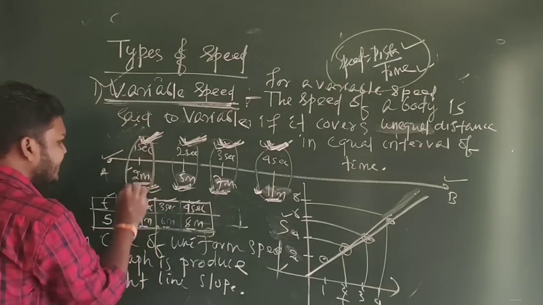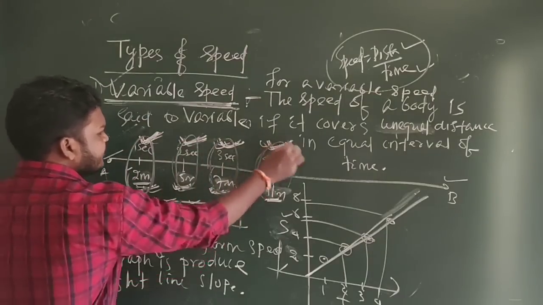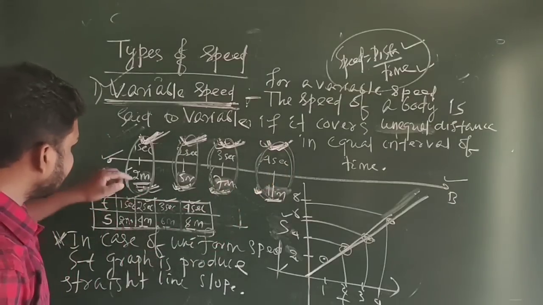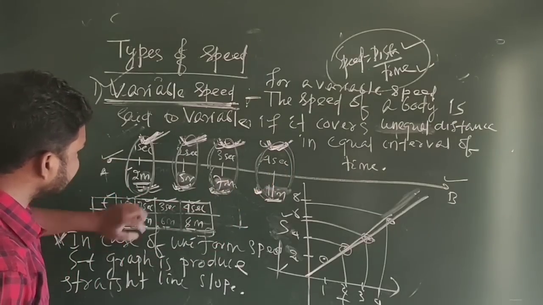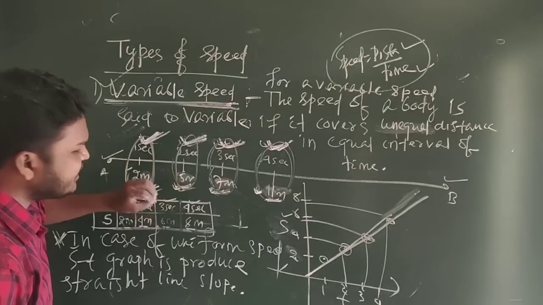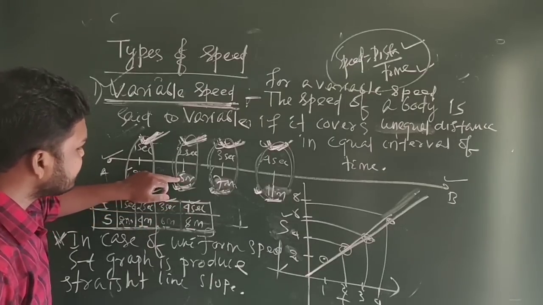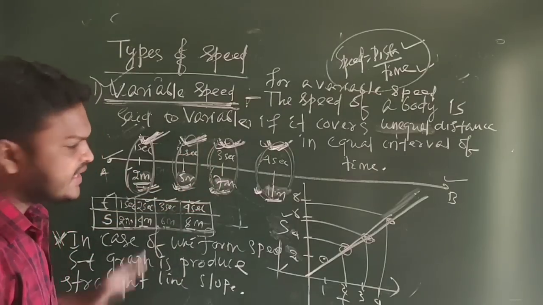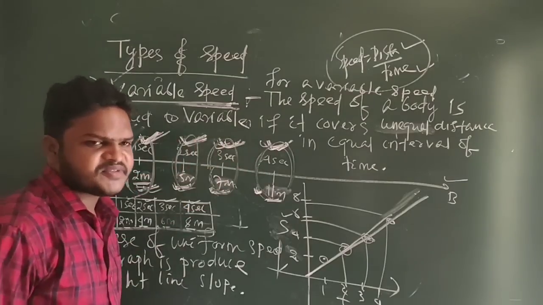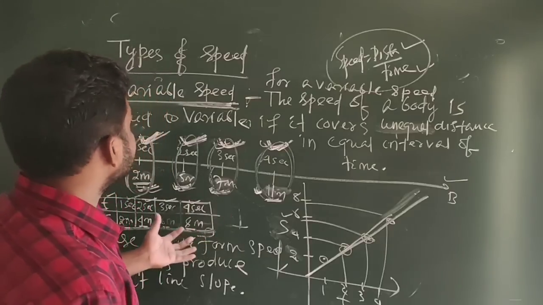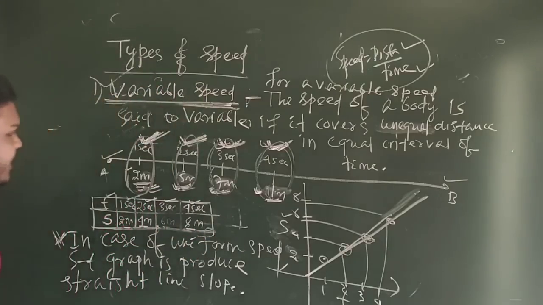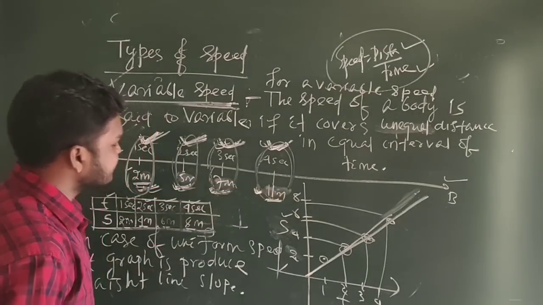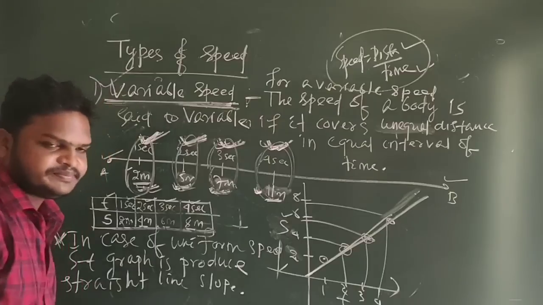That means if we calculate the speed at every point of that body, the value of speed is different. Here the speed is 2/1. In this case, speed is distance upon time. In this case, the speed is 5/2. In this case, the speed is 7/3. That means at any point the value of speed is variable. So this speed is said to be variable speed. And it actually happens when the body covers unequal distance in equal interval of time.